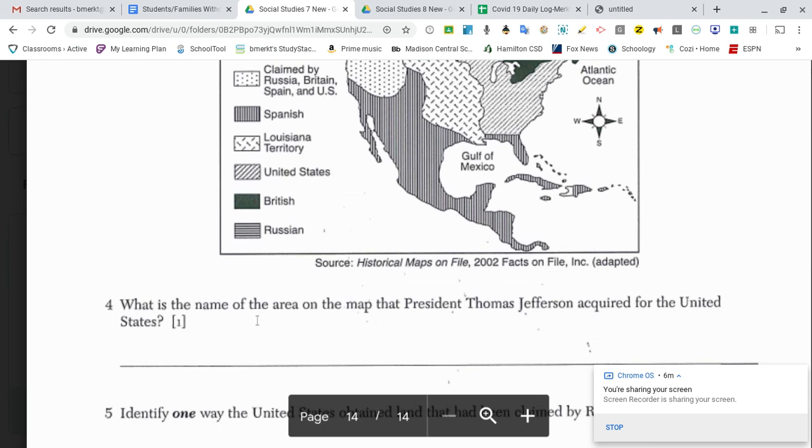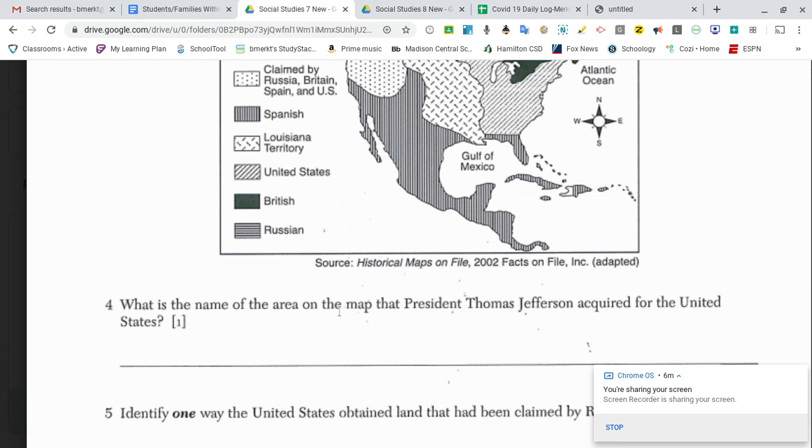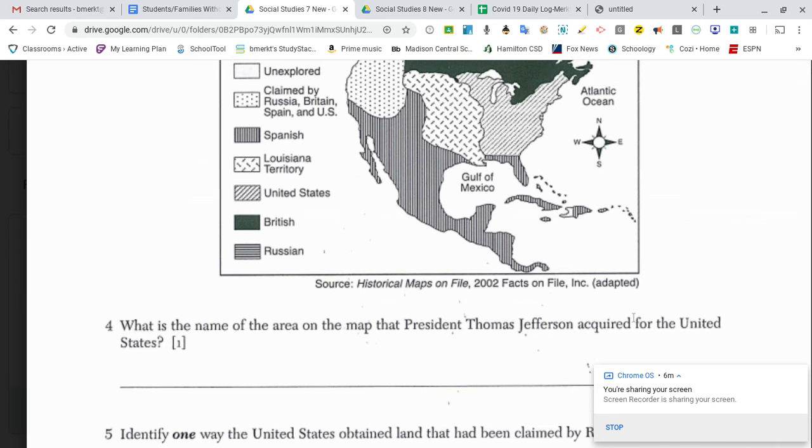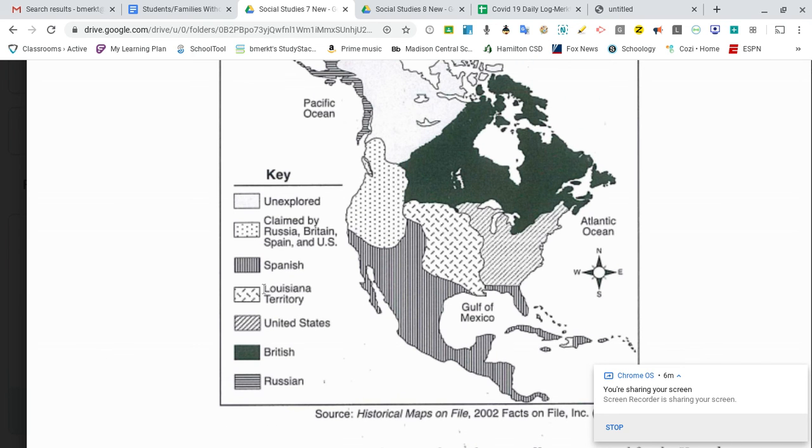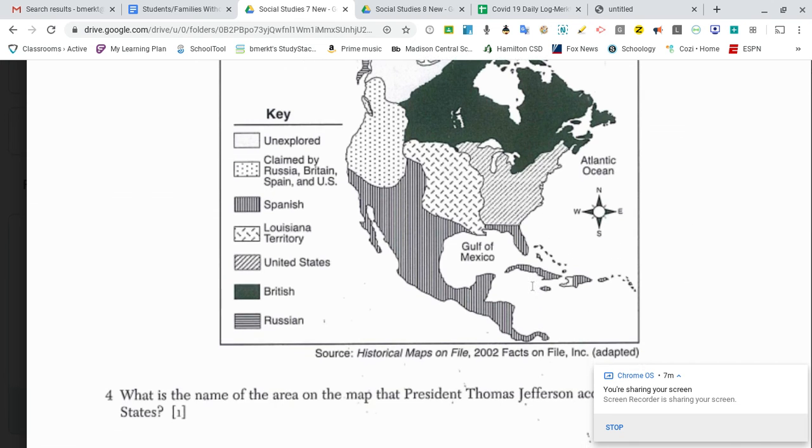What name of the area on the map did Thomas Jefferson acquire for the United States? That's what we just talked about. It's a speckled area right here. Louisiana Territory would correctly answer that. Louisiana Purchase, if you wanted to say it that way too.